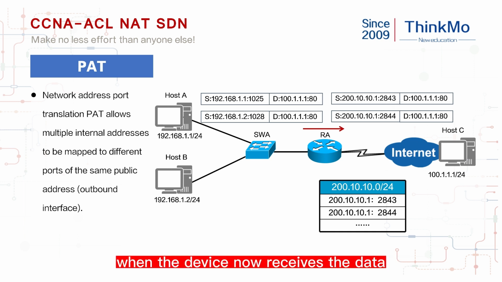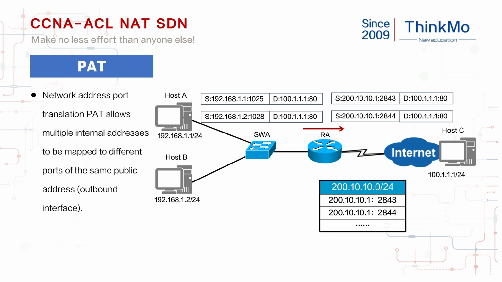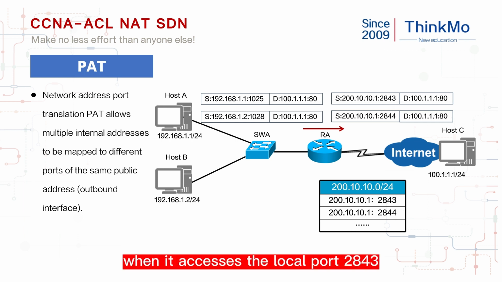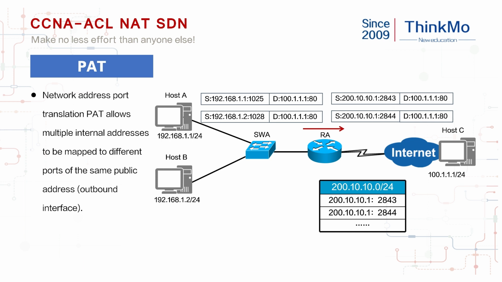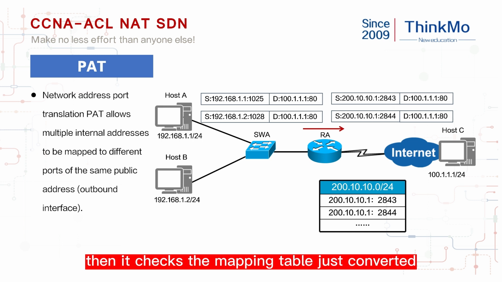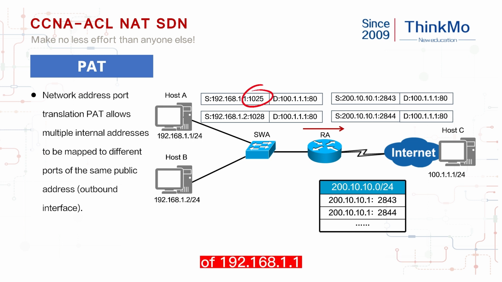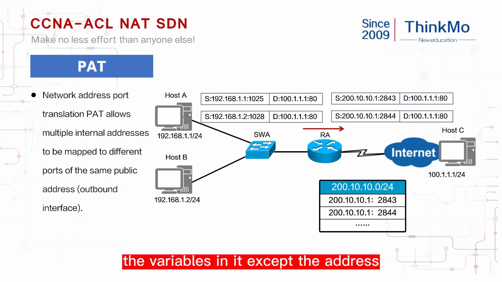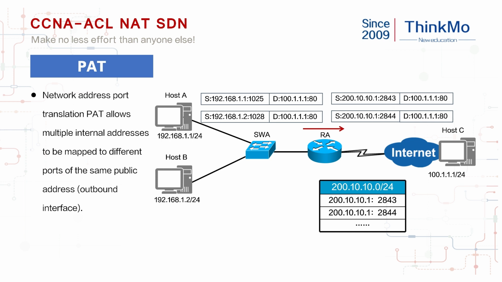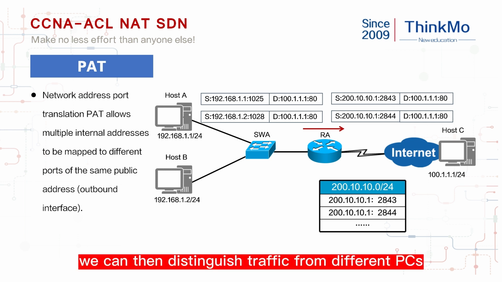When the device now receives the data from the public network, when it accesses the local port 2843, then it checks the mapping table just converted. It will convert this data back to port 1025 of 192.168.1.1, which is equivalent to the variables in it except the address. Actually added the port. Then you will find, due to different ports, we can then distinguish traffic from different PCs.